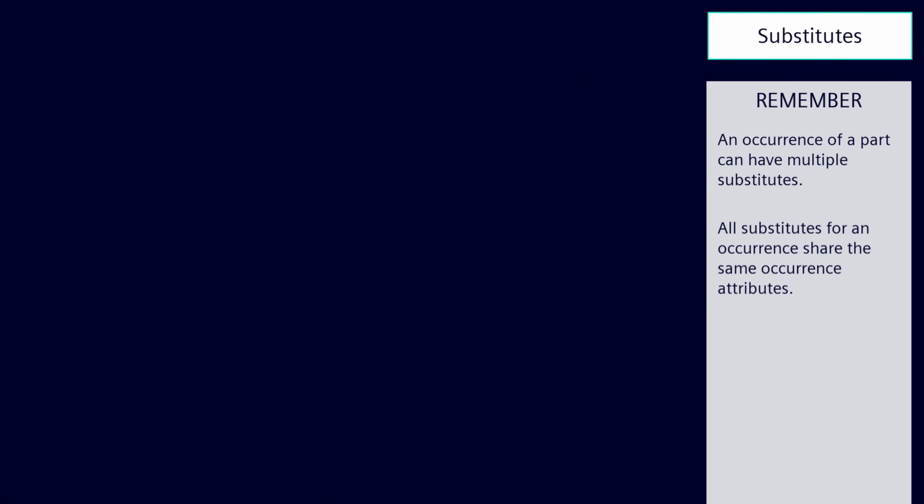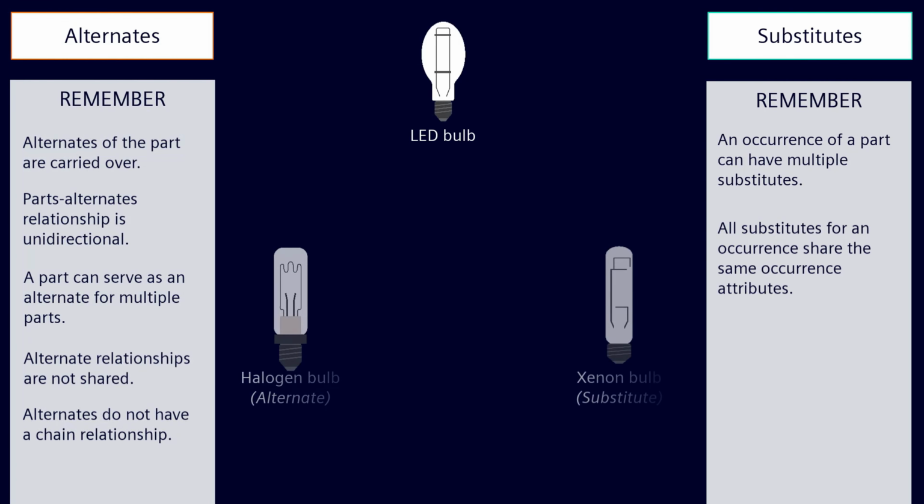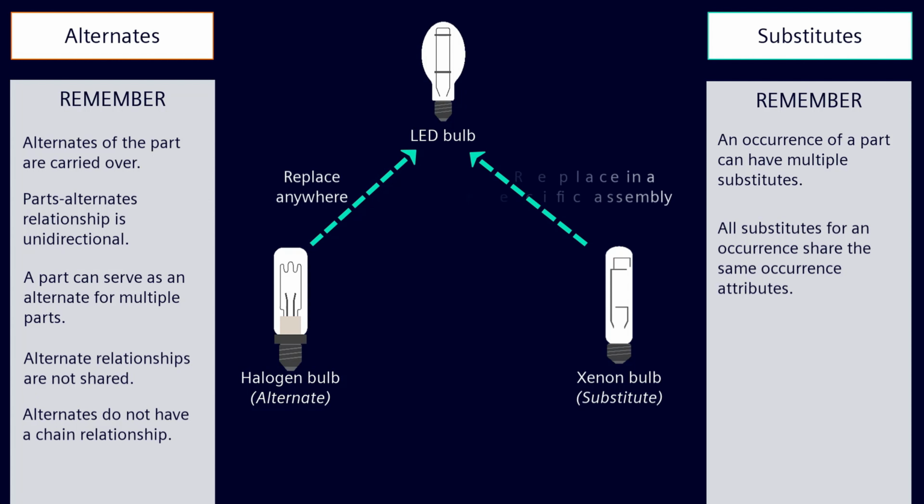To summarize, alternates and substitutes are used to manage the interchangeability of parts in a system. Use alternates to specify parts that are interchangeable in any assembly. Use substitutes to specify parts that are interchangeable only in a specific assembly.